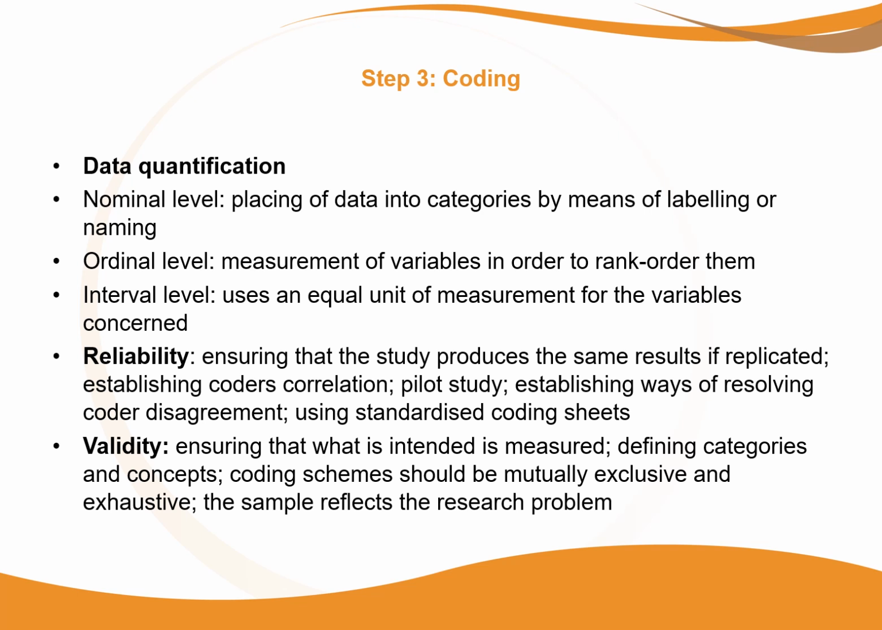The way of doing this is to establish coder correlation, meaning that if you're doing a big study whereby several coders are involved, you need to establish that there is a correlation between the coders. There is some sort of agreement between the two or more coders that are involved in the study. This is applicable to big studies, studies that are dealing with big data. In this case, you're alone.